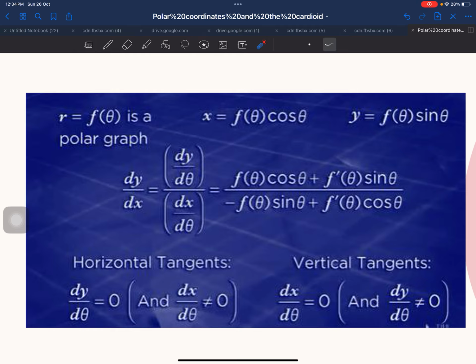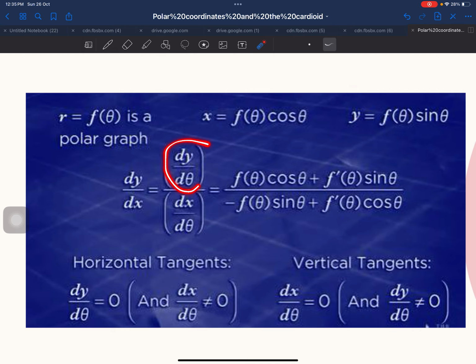And in a similar fashion, you get the denominator as the derivative of x with respect to theta. And you have this formula for dy dx. Okay? So when you do have a horizontal tangent, that's when the numerator dy d theta equals 0, and the denominator doesn't equal 0. And you have vertical tangents when the denominator is 0, and of course the numerator is not 0. If they're both 0, then we have some interesting conclusions to make.